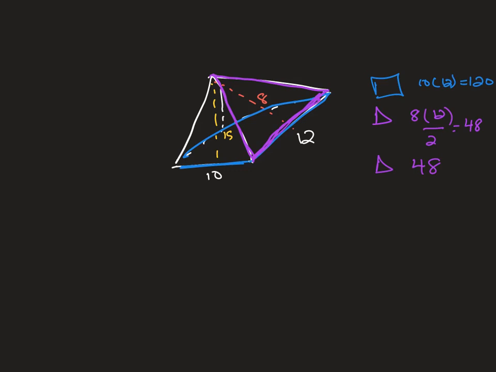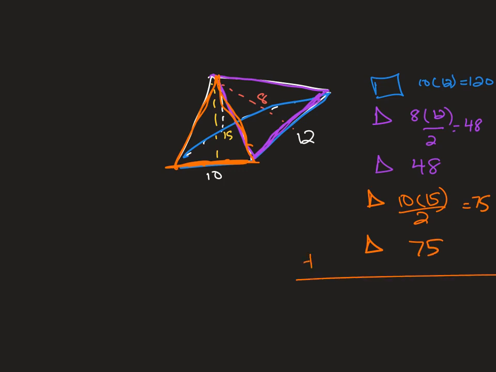All right, and then I have this triangle that's in the front, and it has a base of 10 and a height of 15. So for this one, I'm going to say 10 times 15 divided by 2. And that's going to give us 75. Well, if the front one is 75, then the back one is also 75. And then I'm going to add up these 5 dimensions, and that's going to give us a total surface area of 318.